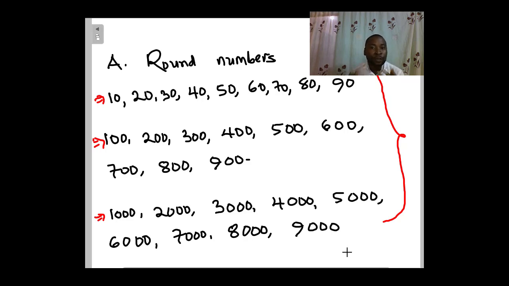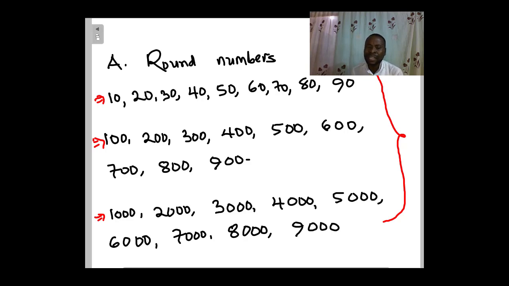But a number like 15 is not a round number, okay? A number like 15 is not a round number. A number like 13 is not. A number like 12 is not, but a number like 120 is. So you need to know round numbers and those which are not round numbers.